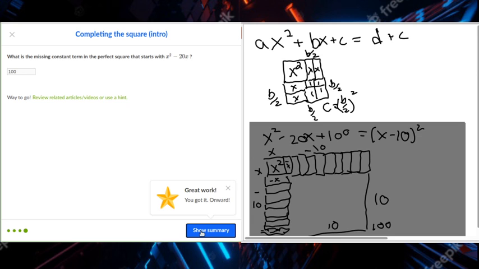All right, so that's the basic way we're doing completing the square, and what it means. We're going to do a little bit more complicated version practice.